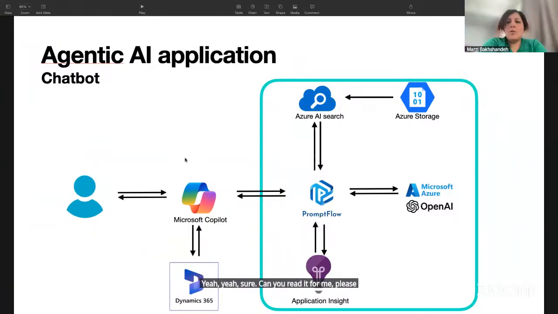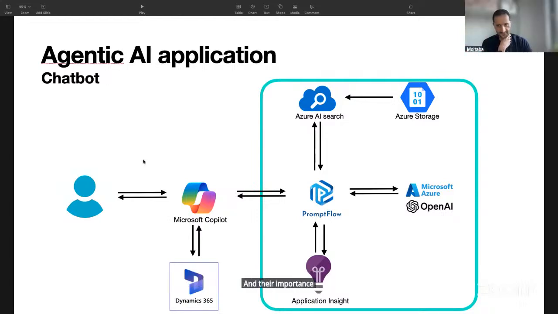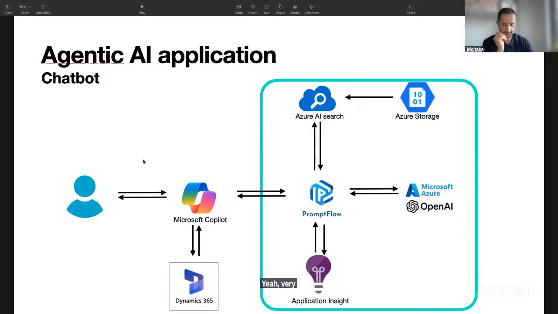It says, what do you think about the traditional NLP tools such as NLTK, Spacey, Vortex, and their importance in the future when today even SLMs are powerful enough to perform most of the NLP tasks like NER, sentiment analysis, summarization? Yeah, very fair point. Very good point and fair point.